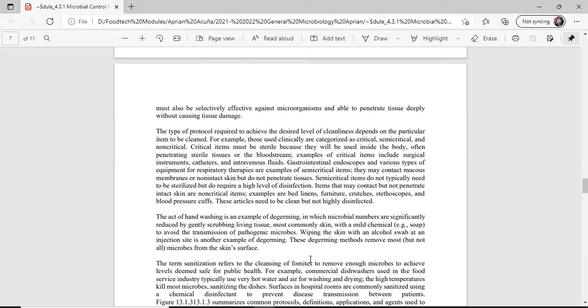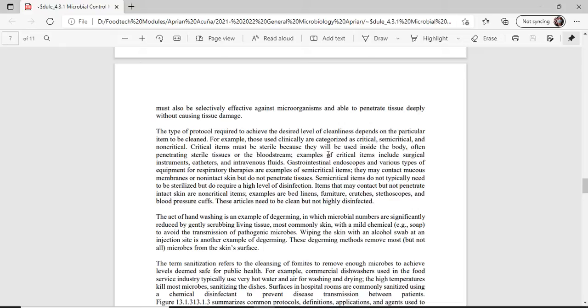The type of protocols required to achieve the desired level of cleanliness depends on the particular item to be cleaned. For example, those used clinically are categorized as critical, semi-critical, and non-critical. Your critical items must be sterilized because they will be used inside our body. For example, your transplants are placed inside the body. You have metal transplants, for instance. So, it is a critical item that should be 100% sterilized.